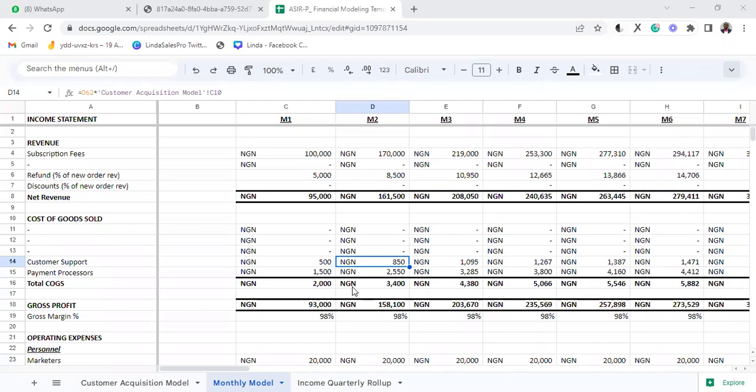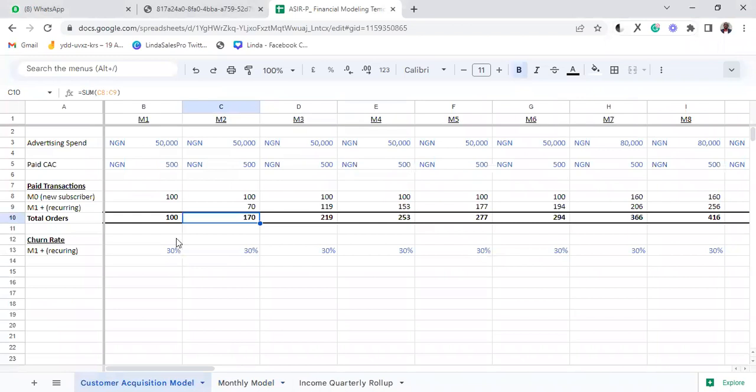Okay, so this happens to be cost of goods sold. Like we said, nothing is here. And customer support, we have 500. And I explained that we have 500 because we have 100 customers in month one.